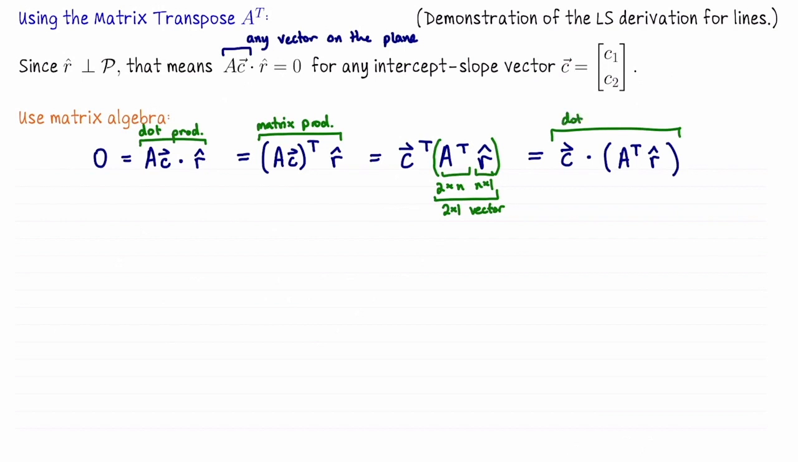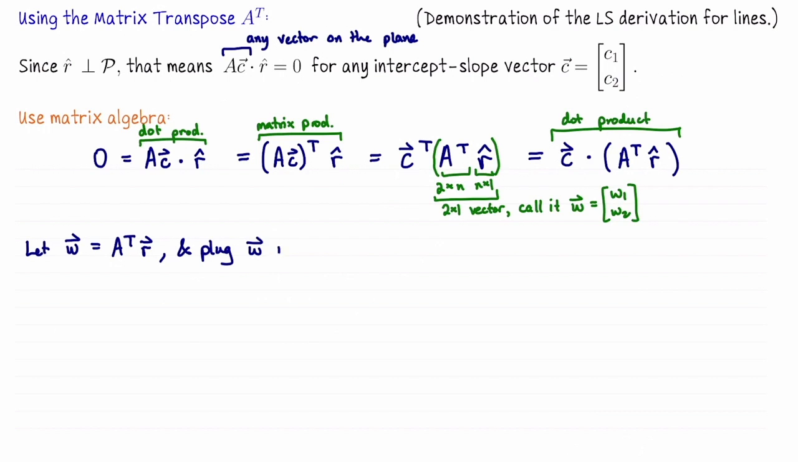So now I've put this back as a dot product. We've identified that A transpose R is just a 2 by 1 vector. Let's call it W, and its coordinates we'll just call W1, W2, whatever they are. This statement now that C dot W gives us 0 is true for any choice of 2 by 1 vector C. So it's also true if I plug in W in that first vector. So let's now identify that we've set W equal to A transpose R, and what we're going to do is plug W in for C.